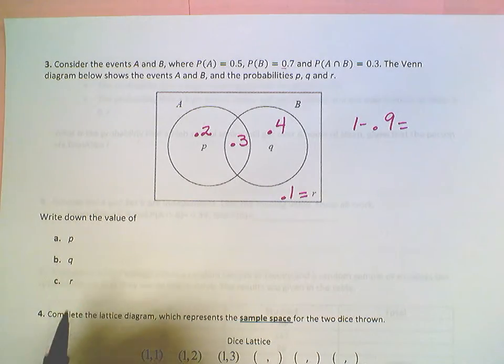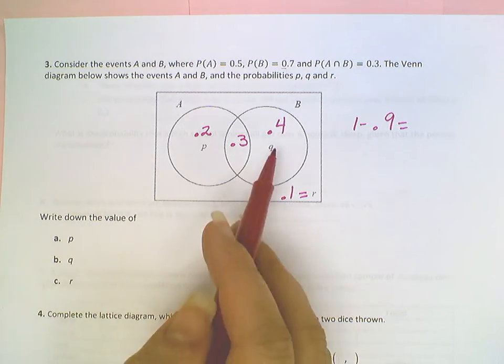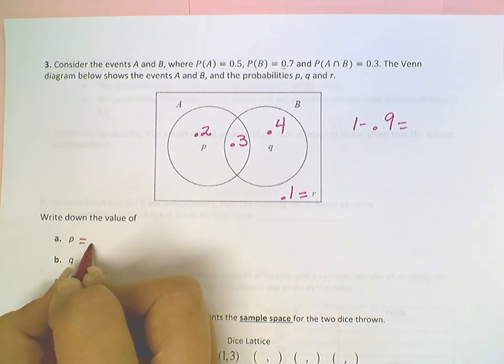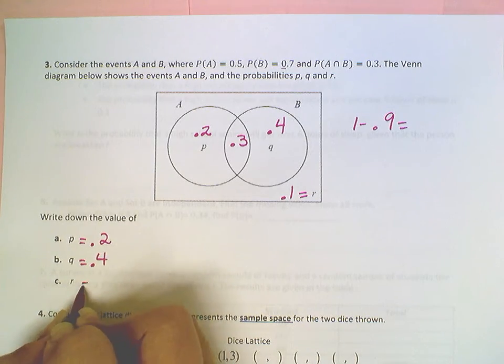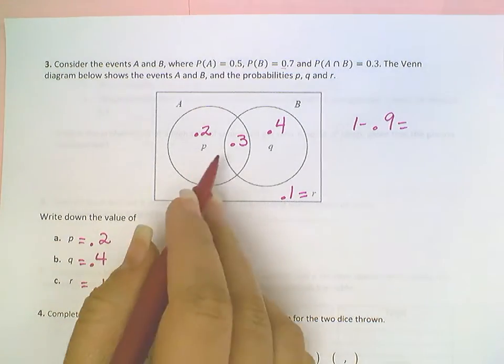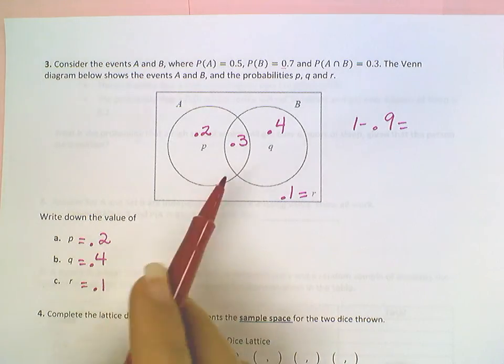So now it's just saying, let's write down those values. I put them here, so I'm just going to transfer. P is going to be 0.2, Q will be 0.4, R will be 0.1, and it didn't ask me, and it didn't label the center one, I guess because it gave it.